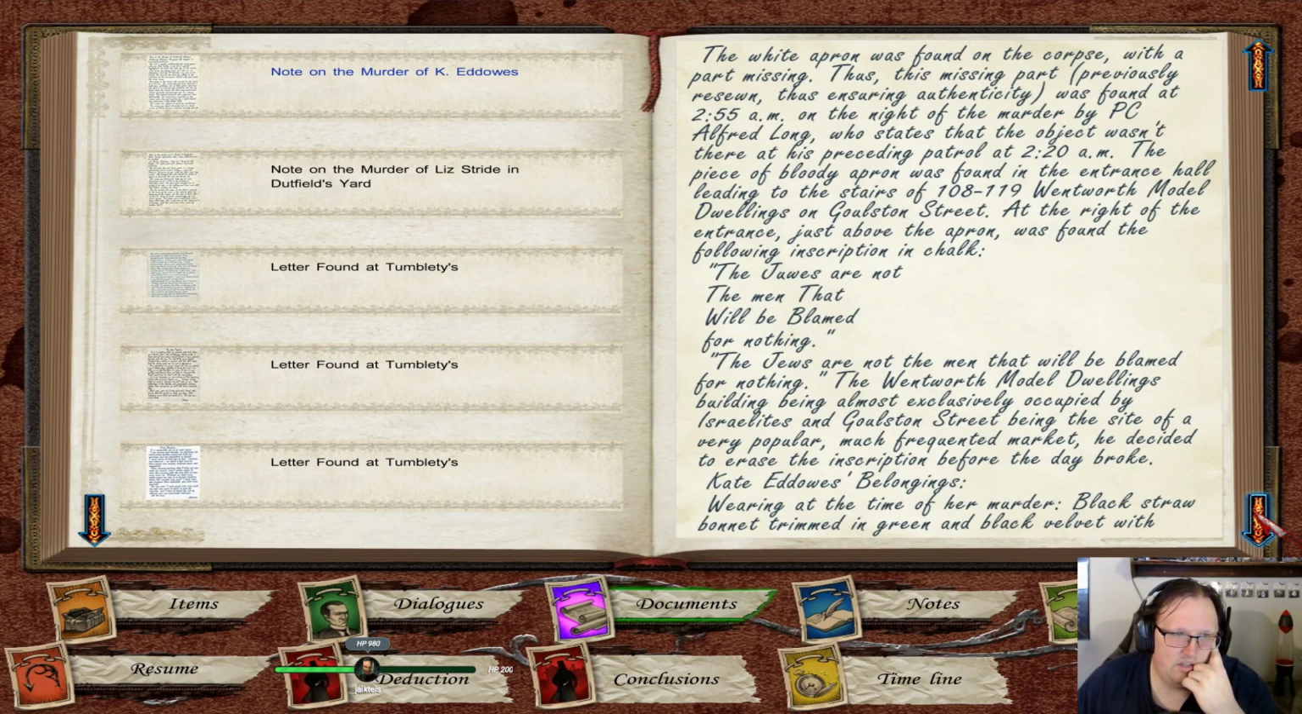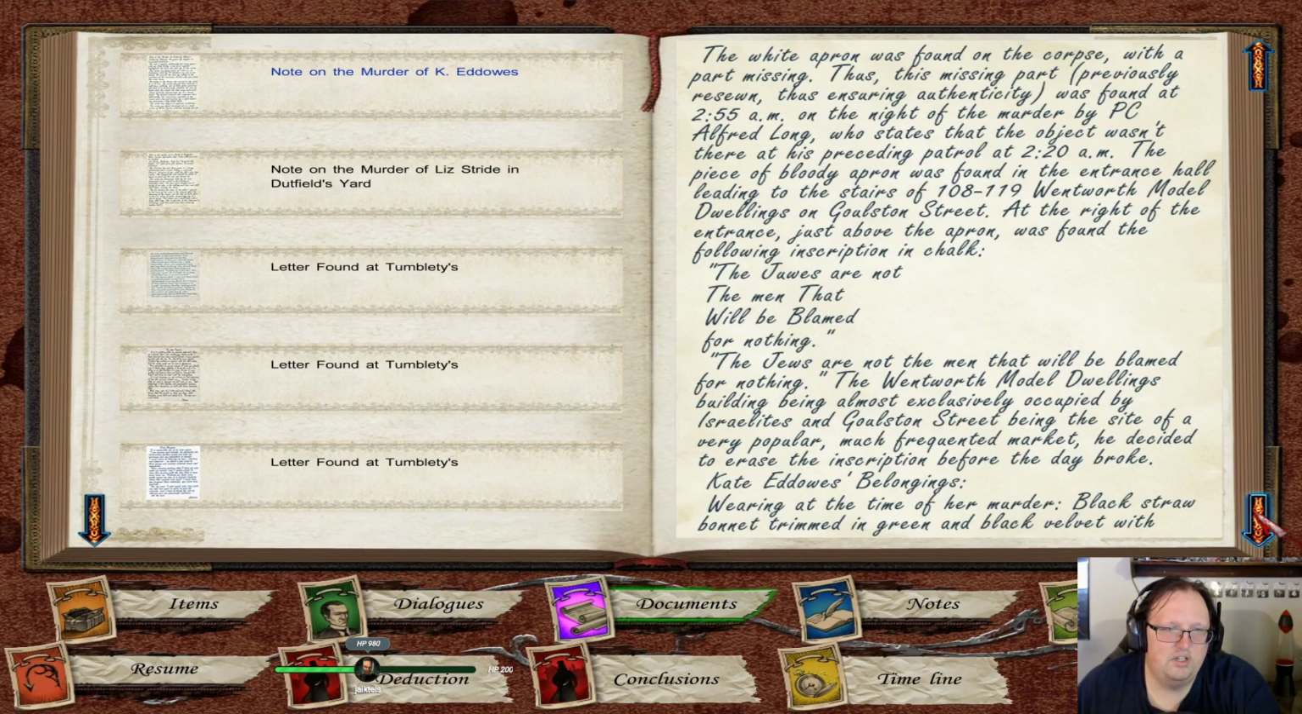At the right of the entrance, just above the apron, was found the following inscription in chalk: "The Jews are not the men that will be blamed for nothing. The Jews are not the men that will be blamed for nothing." The Wentworth Model Dwellings building being almost exclusively occupied by Israelites, and Goulston Street being the site of a very popular, much frequented market, he decided to erase the inscription before the day broke.